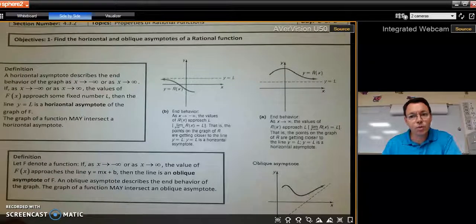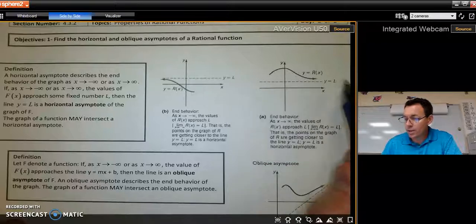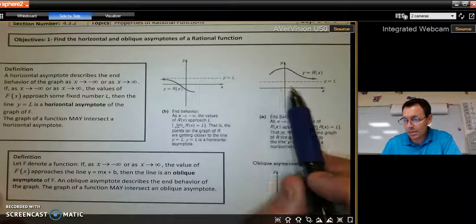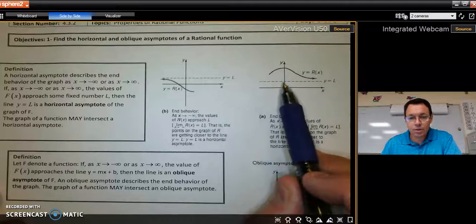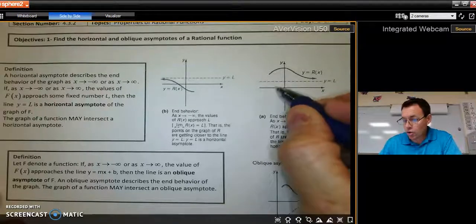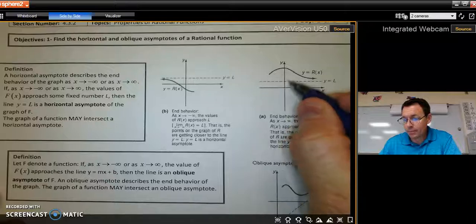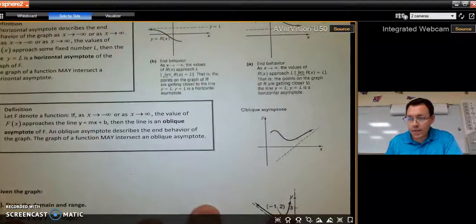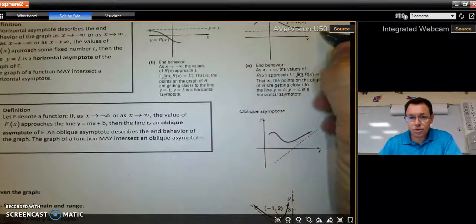It's just something you approach as your x's get really big or really small. It does not tell you what happens here in the middle. We may be able to equal this value somewhere. We may cross this line at some point in the middle of the graph, but not towards negative or positive infinity.